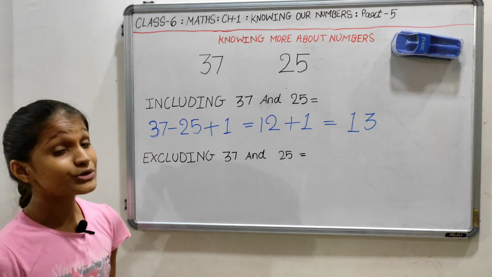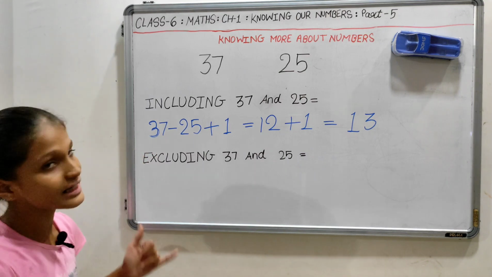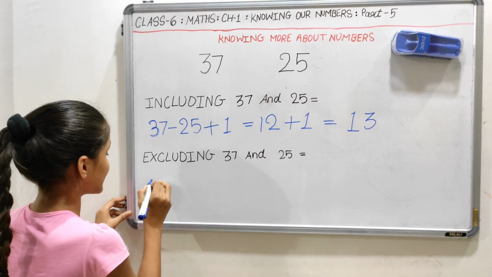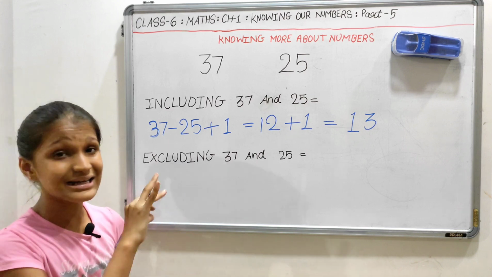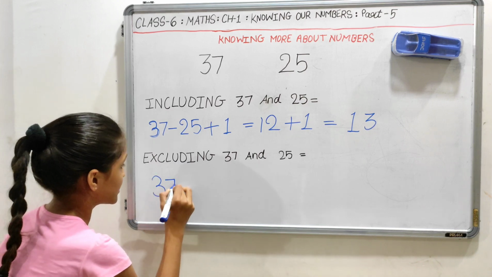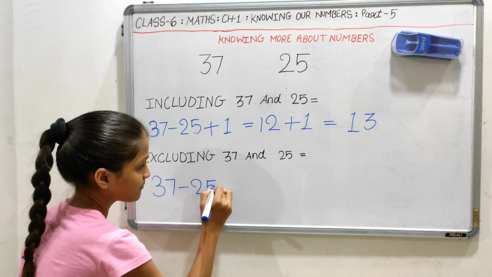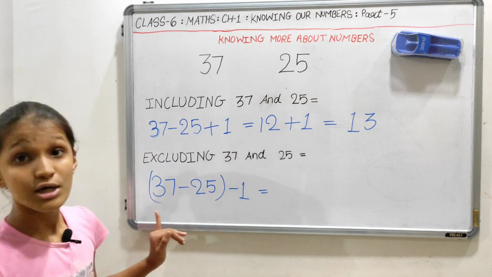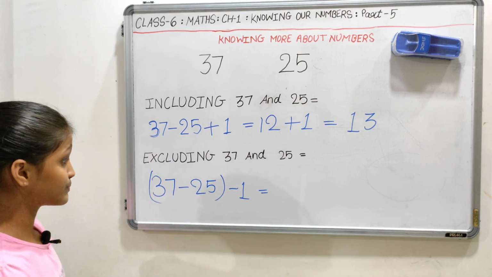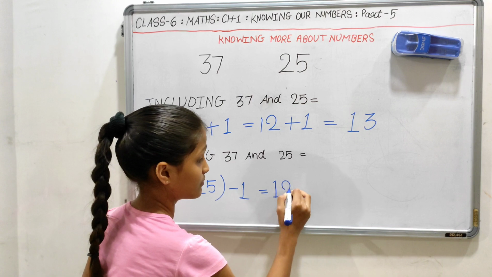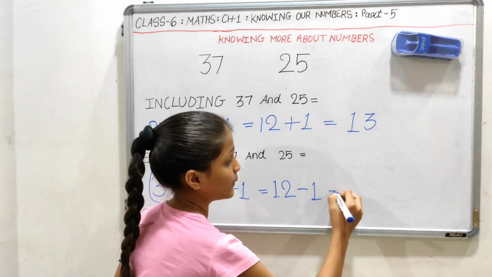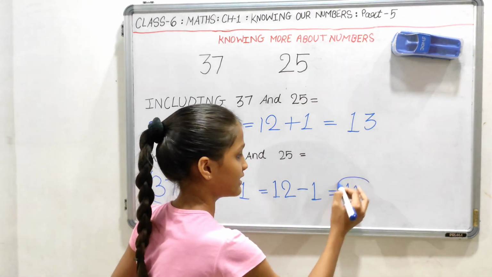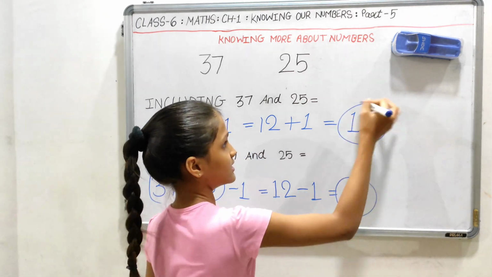Now what about excluding them? Excluding 37 and 25, how can we find out? By subtracting 25 from 37, minus 1. That means 37 minus 25 equals 12, minus 1, we get 11. So we got our answers here: 11 and here 13.